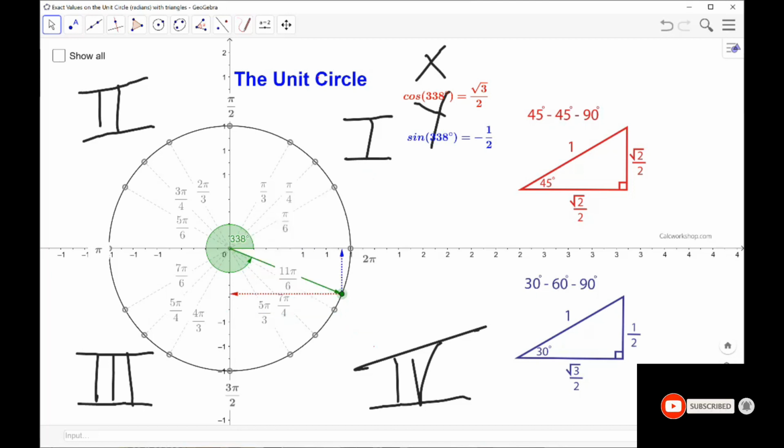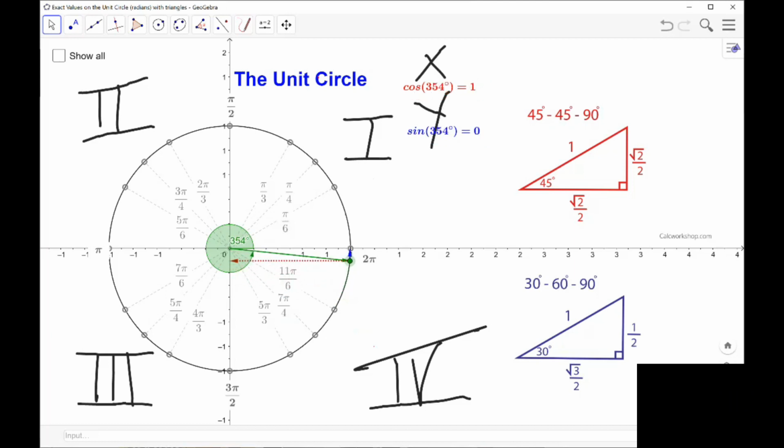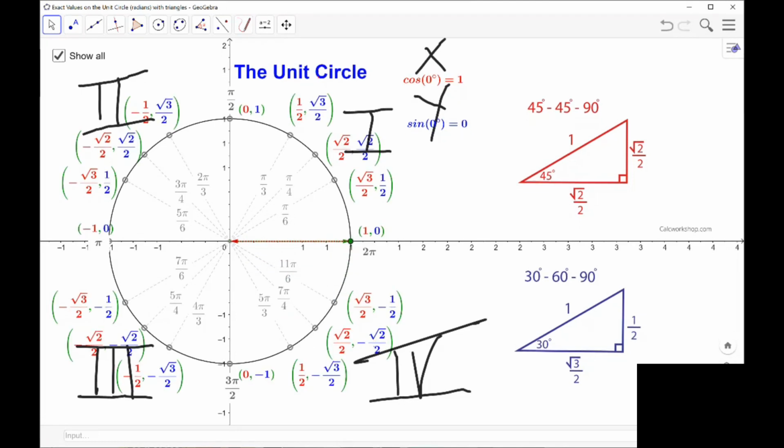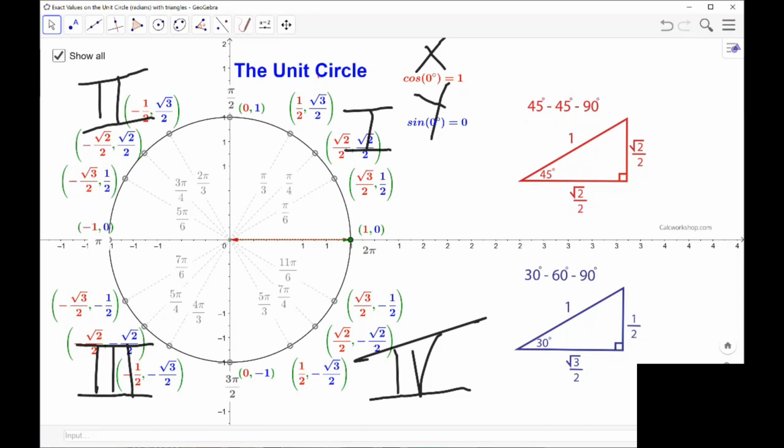And now we're making our way back to 360 or 2 pi. So 0 and 360 are both the same. Cosine of 0 and 360 are both 1, and the sine of 0 and 360 are 0. Now let's show them all. And this is a representation of every coordinate in the unit circle.